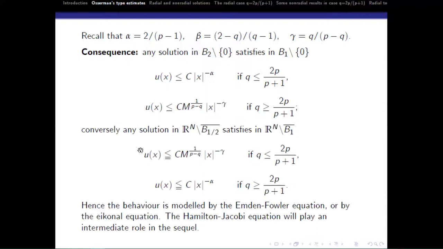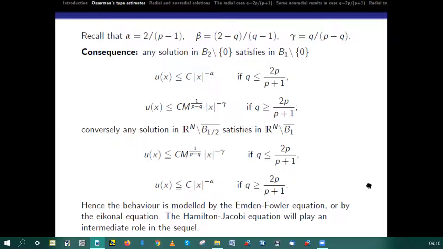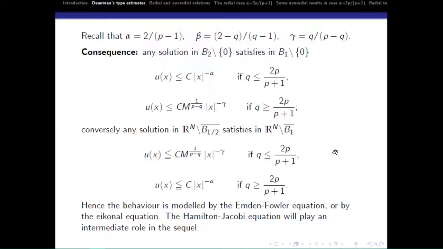However, conversely, if you consider a solution in an exterior domain, you obtain estimates which are exchanged. That means if q is less than 2p over p plus 1, you have an estimate like that with an eikonal power. And if q is greater, an estimate in |x| to the minus alpha. Hence, the behavior is modeled by the Emden-Fowler equation or by the eikonal equation. And finally, the Hamilton-Jacobi equation will play an intermediate role in the sequel. When you see this estimate, you understand that when we are looking for global solutions in R^n minus zero, you will have the two types of power. So the situation is not easy.